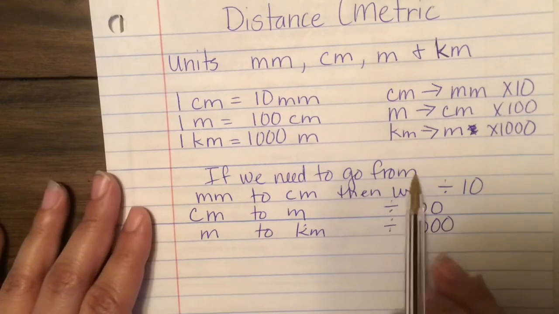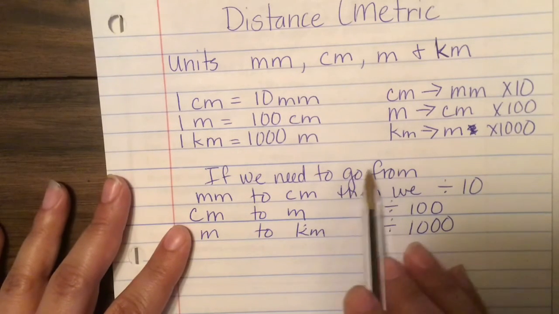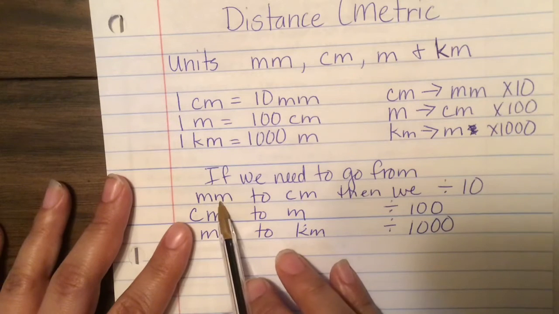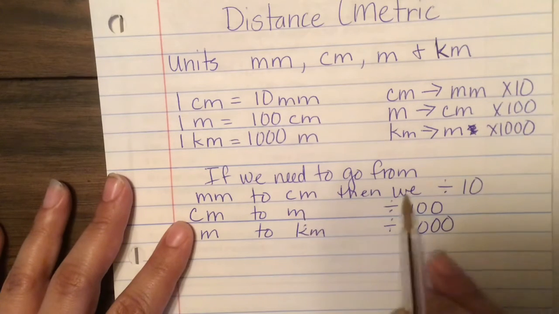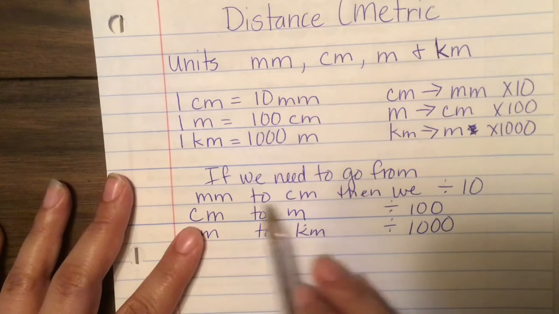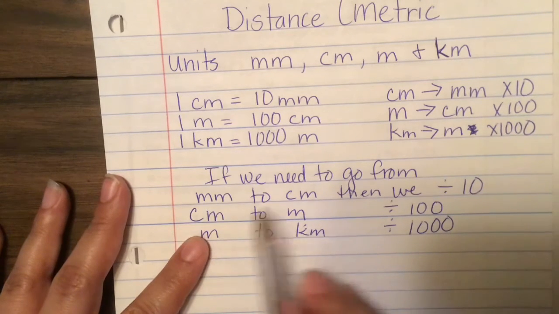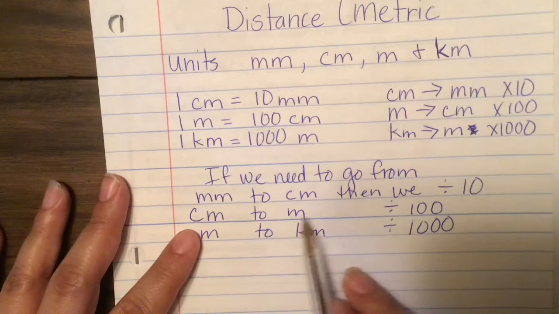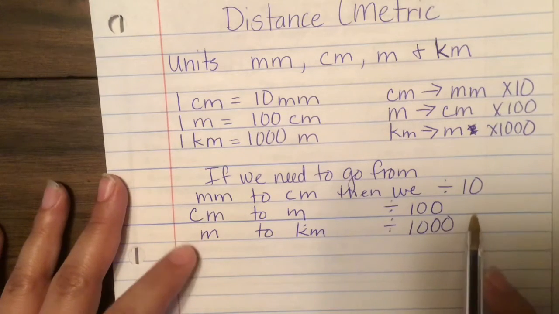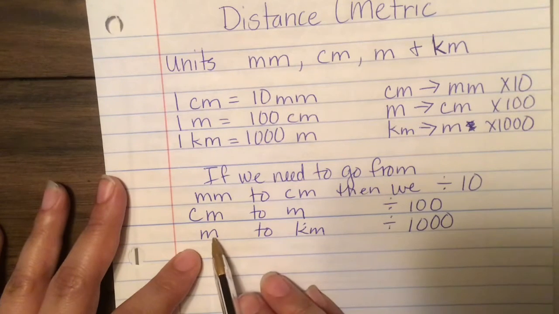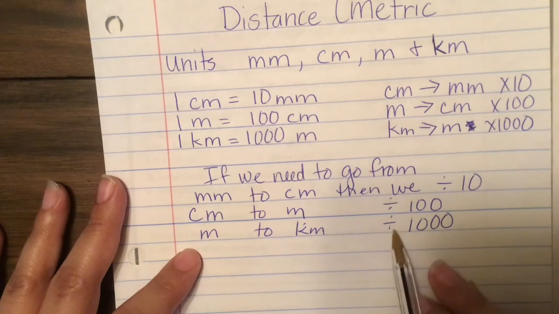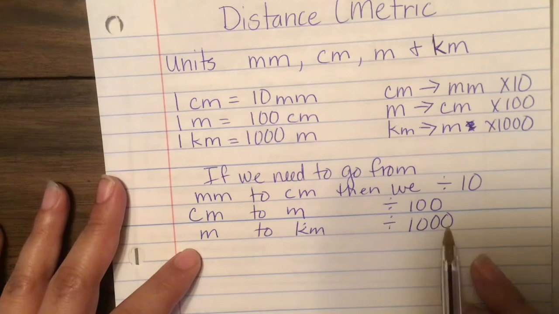Now, if I'm going from a small unit to a larger unit, then I'm going to divide. So from millimeters to centimeters, I divide by 10. If I'm going from centimeters to meters, I divide by 100. And if I'm going from meters to kilometers, I divide by 1,000.